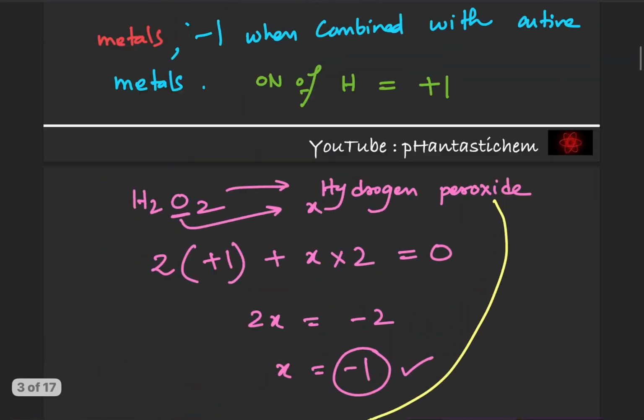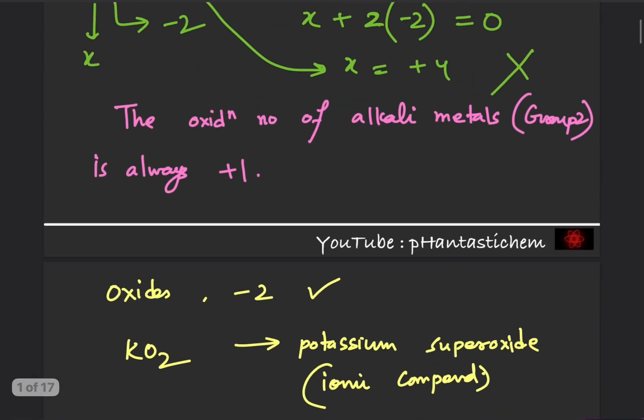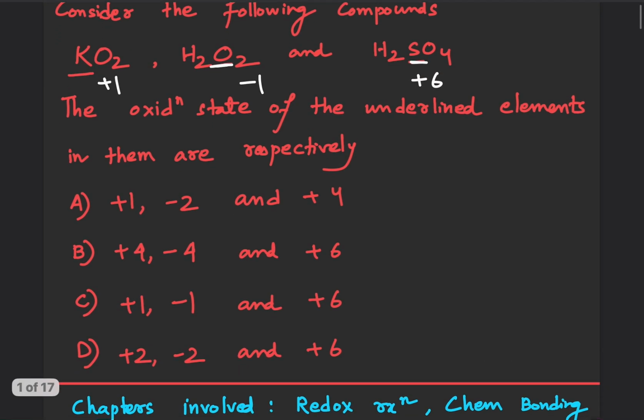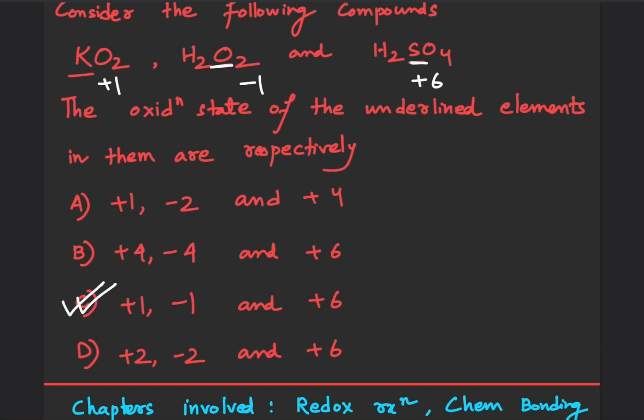Okay, so therefore we have calculated, for K it is +1, for O in H2O2 it is -1, and for S in H2SO4 it is +6. Okay, so therefore C is the correct answer. Okay, thank you.